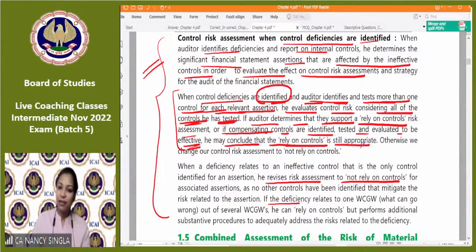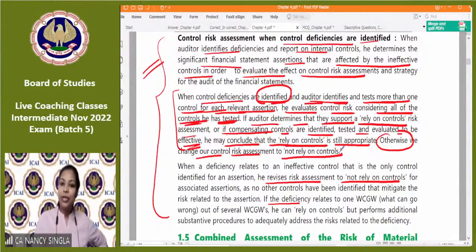If one of the controls is not effective, then he may continue to rely on the control. Otherwise, if the other 3 controls are not supporting this, he may change the control risk assessment to not to rely. Now he was relying on the control, but when he actually checked, he found that there is a deficiency. He also found that 3 other controls are working. So if these 3 are working effectively, he may continue to rely. Okay? However, if these 3 are also not working effectively, he may change his assessment to what?